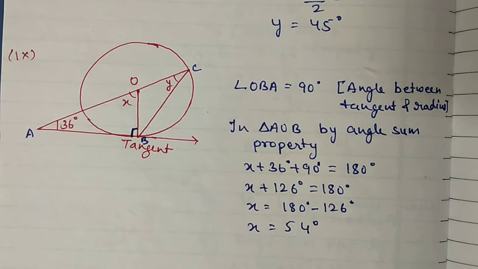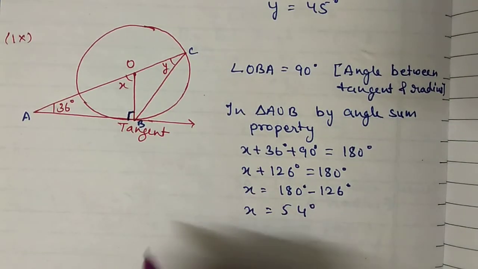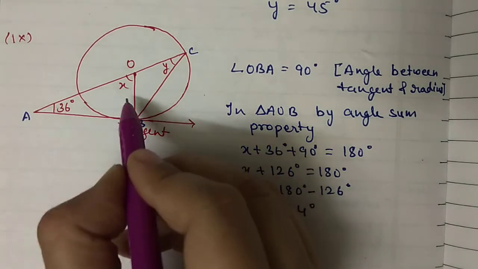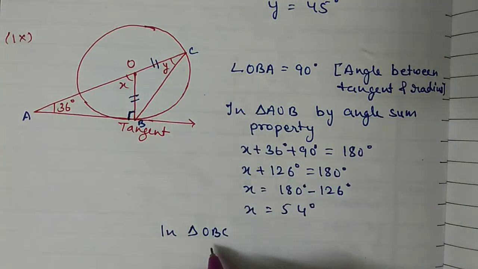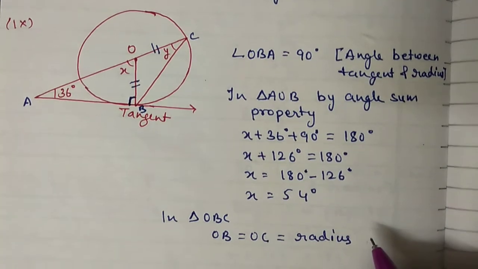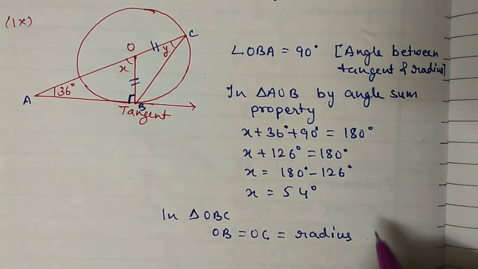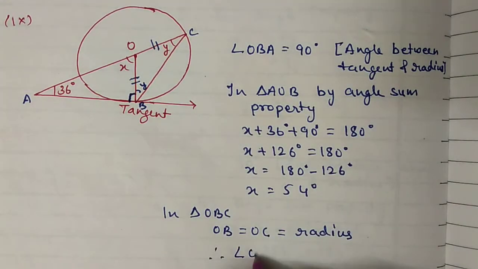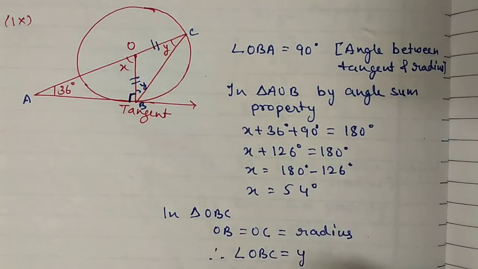Now we have to find the y. In this triangle, in triangle OBC, OB and OC will be the same. OB and OC lengths will be the same because both are radii of this circle. Therefore, the corresponding angles also will be the same. We can write this one also will be y. Therefore, angle OBC also will be y.